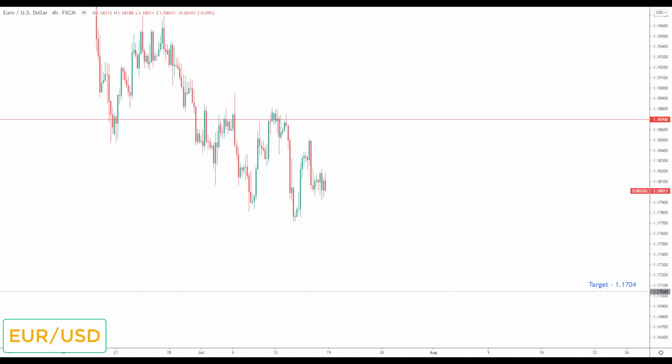Next is euro dollar. Now, inversely to the US dollar index, we bounced from the key area of resistance highlighted in last week's video at the 1.1870. This was the line in the sand where you can look for short positions from this area. However, if we start to break above it, especially with momentum, then any short positions would be off the table.